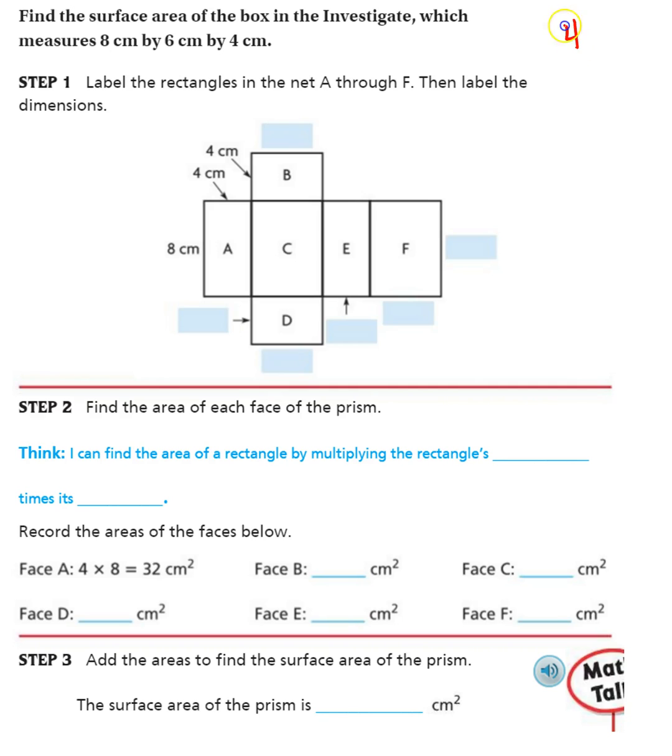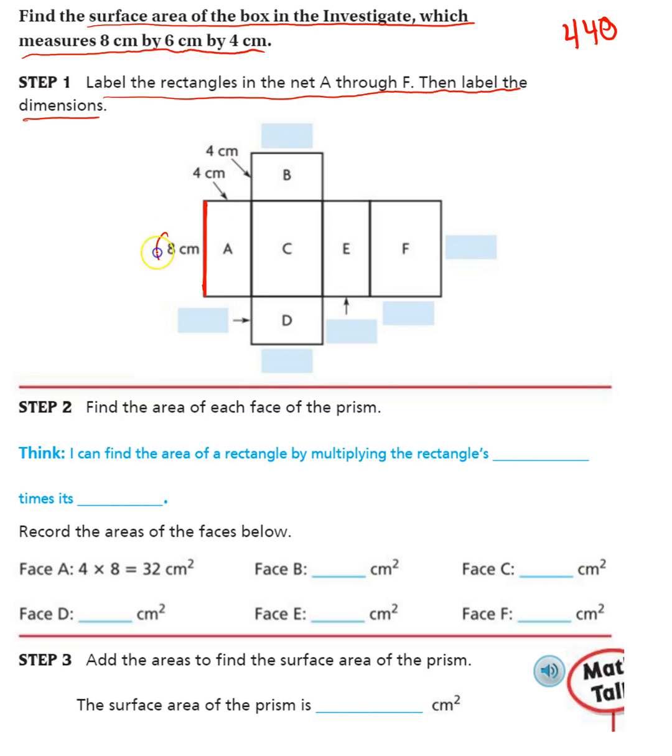All right, now I'm on the top of page 440. Let's go over another example. It says find the surface area of the box in the investigate, which measures 8 by 6 by 4. Label the rectangles in the net A through F, then label the dimensions. Okay, so we need to find the areas. Well, let's find the dimensions first, okay?